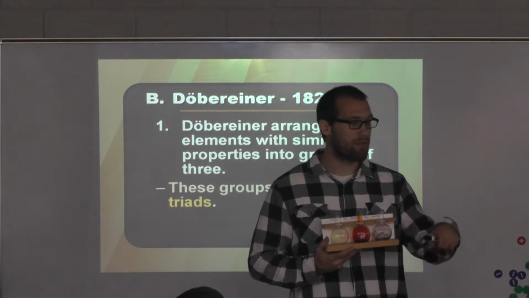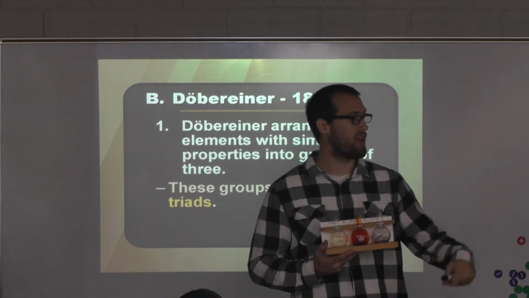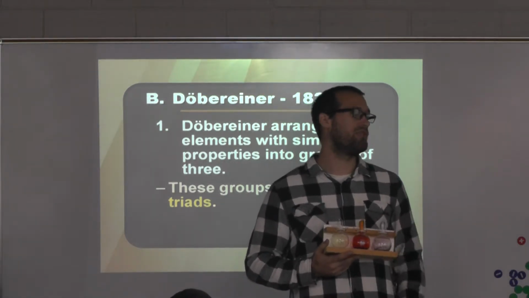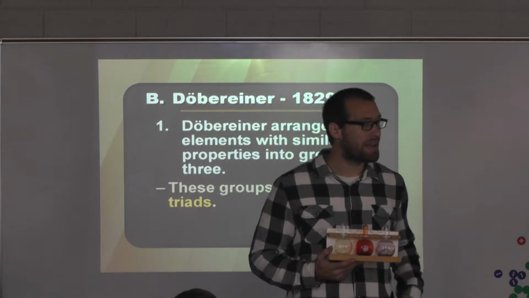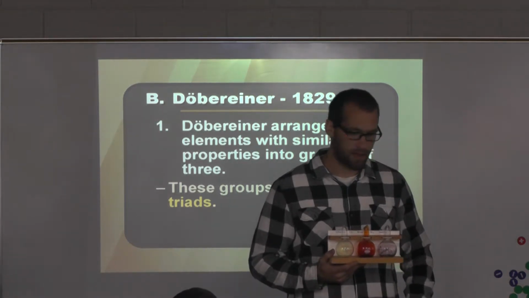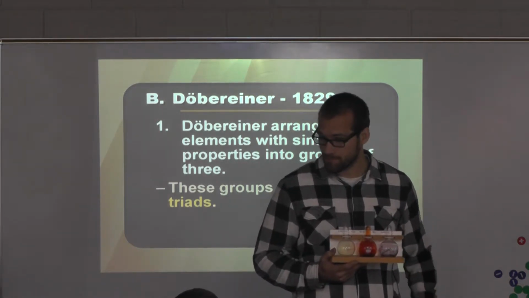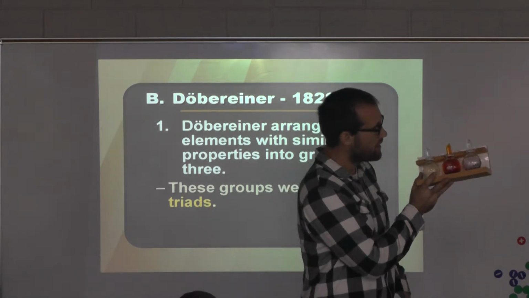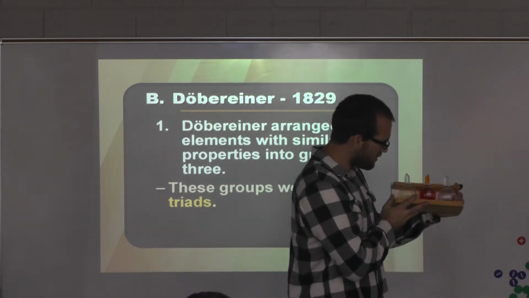Same number of valence electrons. And we know that the valence electrons are the ones that determine the properties because they're the ones involved in bonding. Okay? Interesting. This is Döbereiner's first triad right here: chlorine, bromine, and iodine.